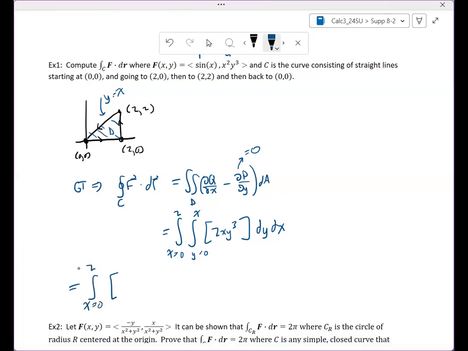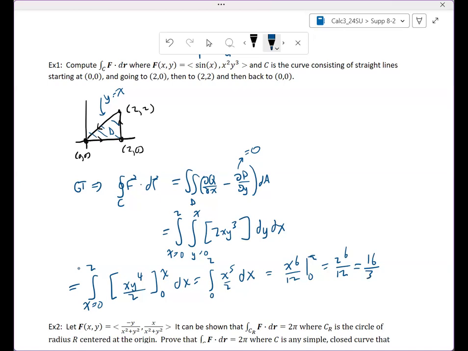And we do our inner integral. We integrate dy. We get x y to the fourth over 2 from 0 to x. And this gives me x to the fifth over 2. Integrate that dx. This gives me x to the sixth over 12 from 0 to 2, or that's 2 to the sixth over 12. And we can do a little bit of simplification there and get 16 over 3, 2 to the fourth over 3.